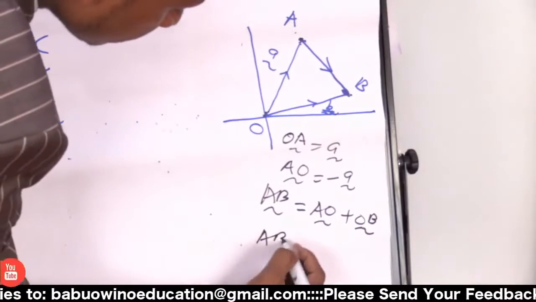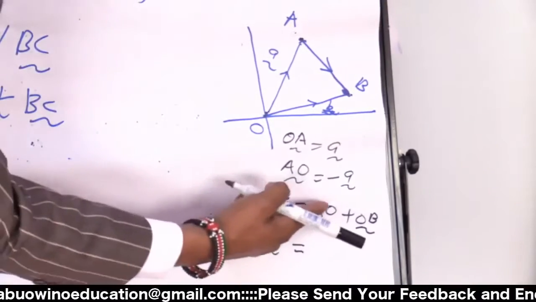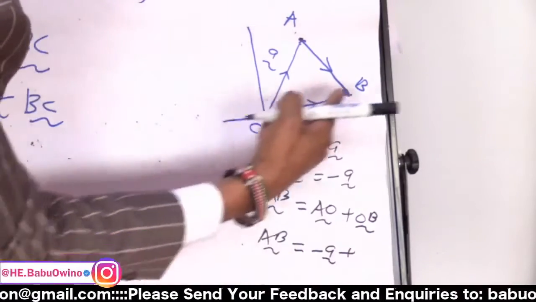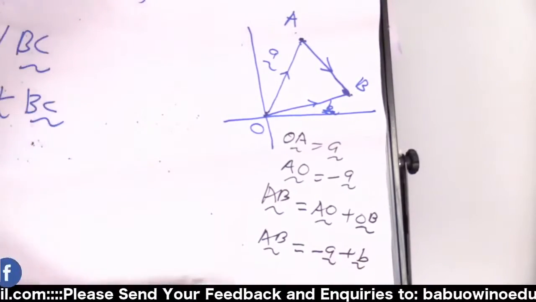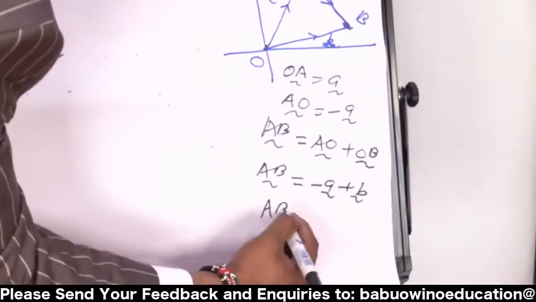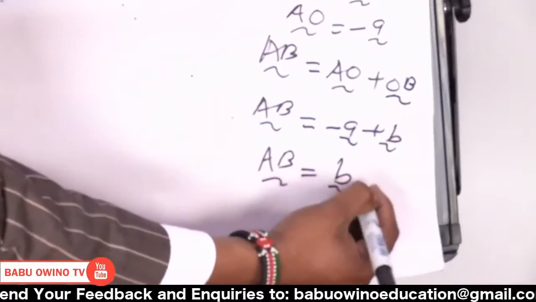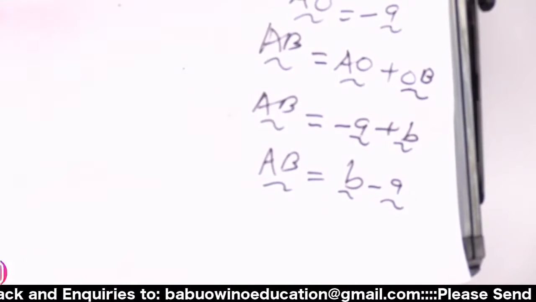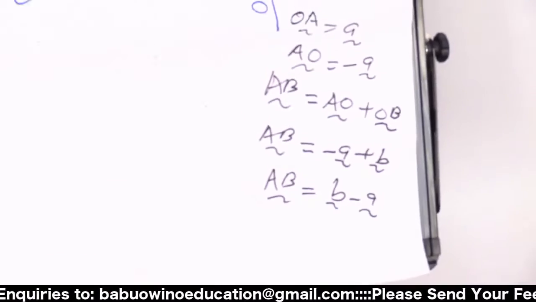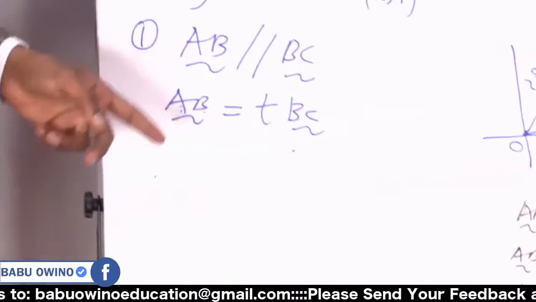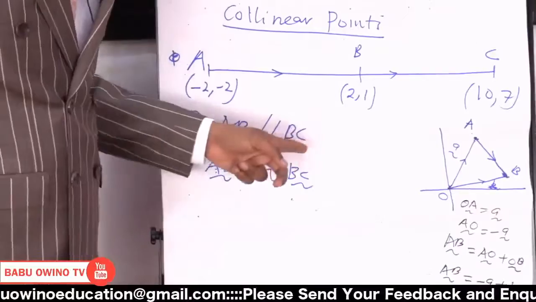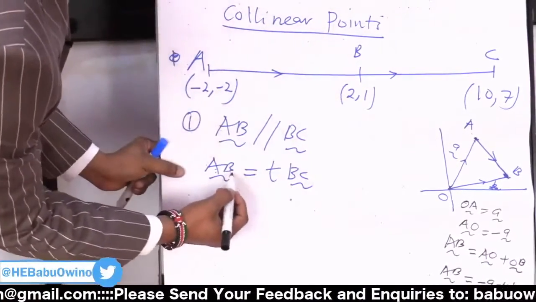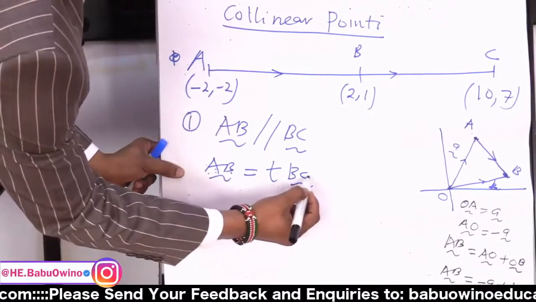So vector AB equals AO, and you are moving in the opposite direction, which is negative A, plus OB, which is B. So when you write this nicely, vector AB equals B minus A. So class, when you are told AB, AB means B minus A. BC means C minus B. Okay? So AB means B minus A. BC means C minus B.